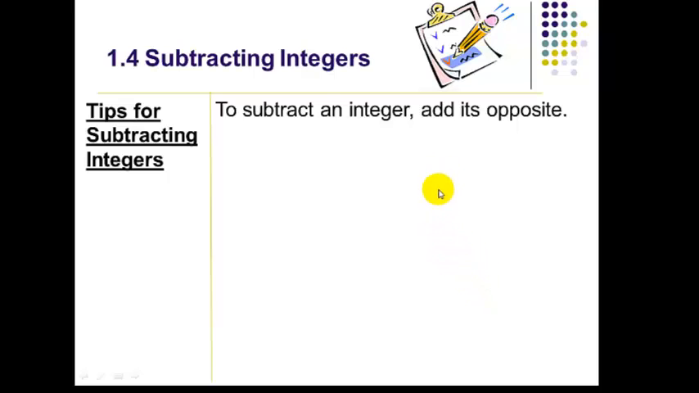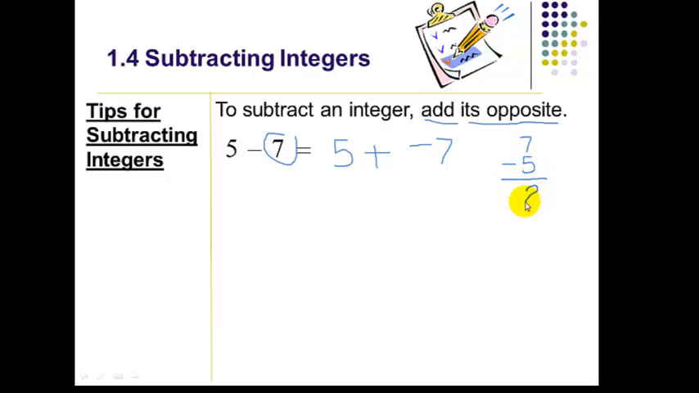Remember that when we subtract an integer, we're always going to add its opposite. Looking at a problem, we have 5 minus 7. Well, 7 is a positive number, but I want to change it so that I'm adding its opposite. What is the opposite of 7? The opposite is negative 7. So we have different signs, and with different signs we subtract. We would do 7 minus 5, which is 2, and we keep the sign of the higher number, which here is 7. So it's going to be negative 2 as our answer.